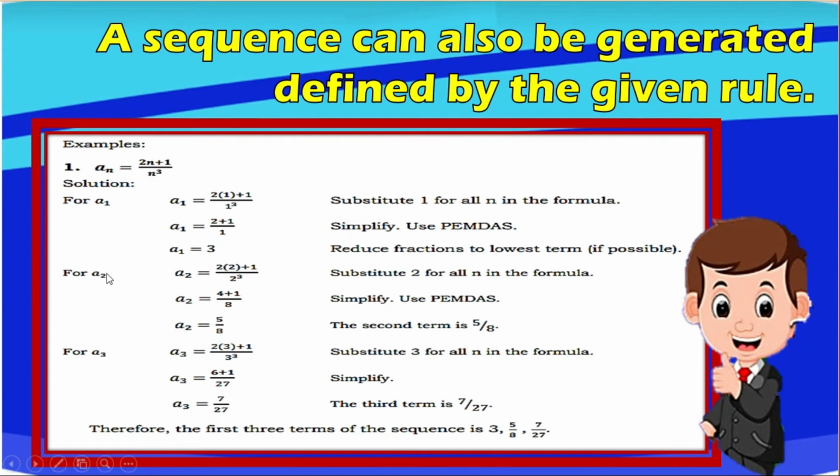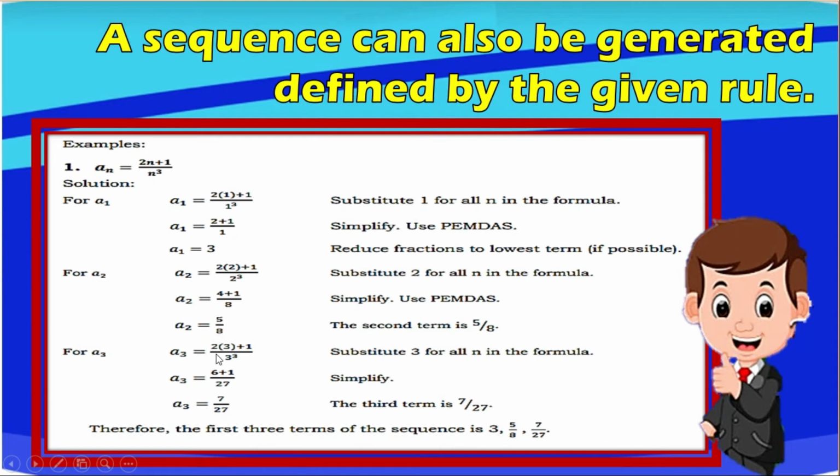In getting a sub 2, we substitute 2 for all n in the formula. So we say 2n plus 1 all over 2 cubed. So simplifying, 2 times 2 using PEMDAS, 2 times 2 is 4 plus 1 all over 2 cubed. That means 2 times 2 times 2, that is equal to 8. And then 4 plus 1 is equal to 5 over 8. So a sub 2 is equal to 5 over 8.